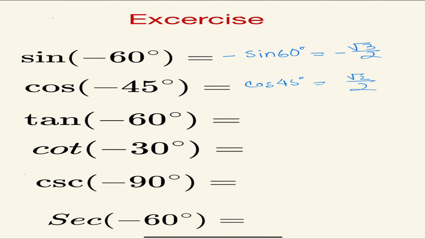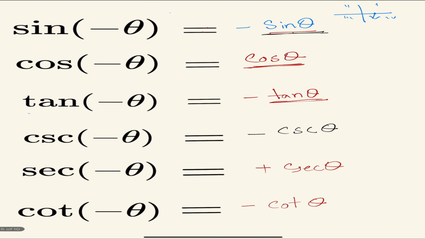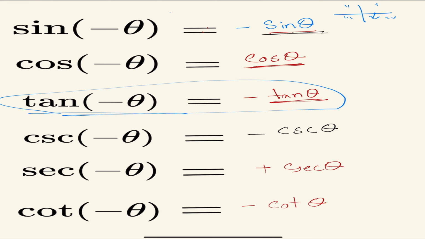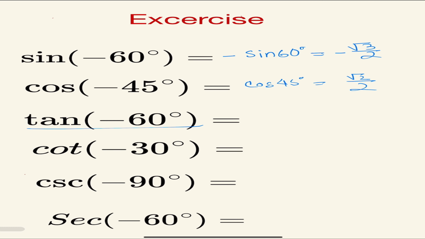Now tan of negative 60, since one of them is negative, we just remember what tan of negative theta is: negative tan theta, right? So we're gonna write it down. Tan of negative 60 is negative tan 60, and what is tan 60? It's just square root of 3. Cotangent of negative 30, again, is going to be negative cotangent of 30. What is cotangent of 30? Cot 30 is just square root of 3. So remember that in tan and cot, we have to write down the minus, negative, negative.